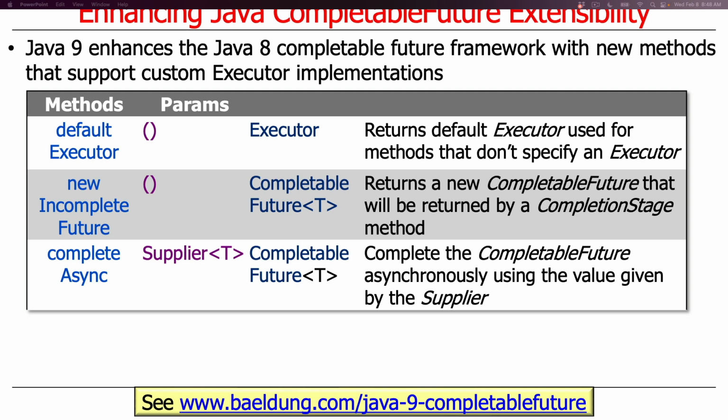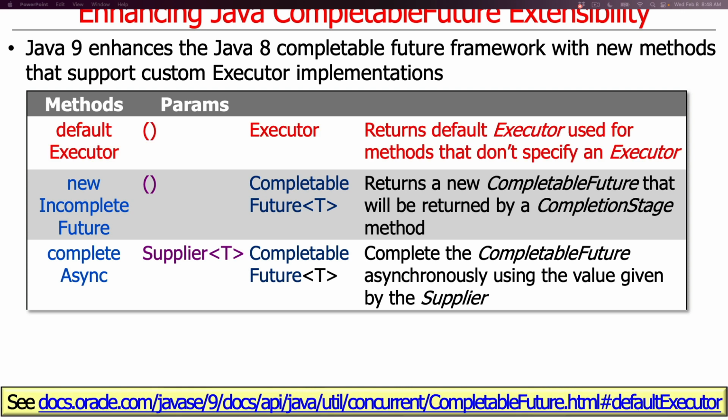And the way this was done was by adding three new hook methods to the CompletableFuture framework that started out in Java 8. The first method is called default executor, which is a factory method that returns the default executor used for methods that don't specify an executor. So you can specify an executor, but if you don't, by default it was using the common fork join pool, and now you can tell the framework which executor to use, and that will figure prominently in getting support for virtual threads.